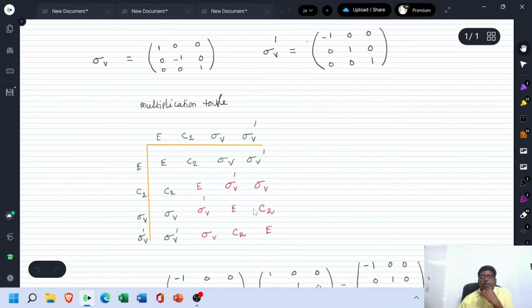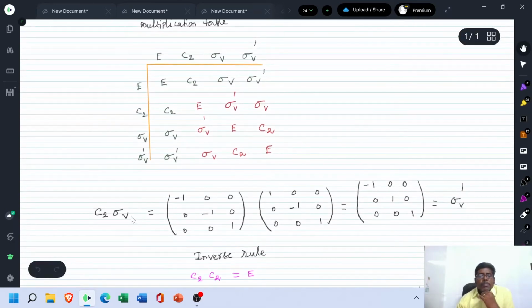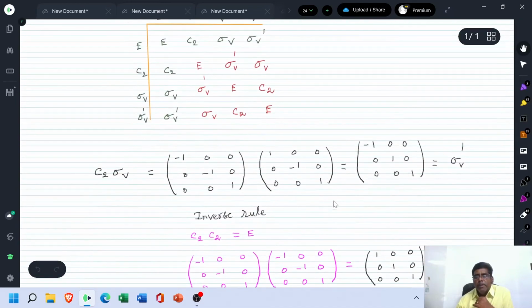We arrived at all these elements in terms of symmetry operations. We explained the same in detail in the previous lecture. Then, using the value of the C2 matrix and the sigma v matrix, now we have to find out the value of C2 into sigma v. This is the C2 matrix, this is the sigma v matrix. If you make the product, you get a new matrix, and that matrix is sigma v dash.